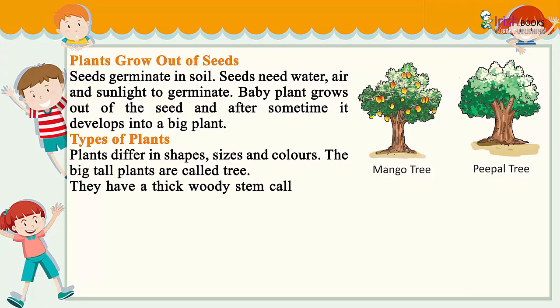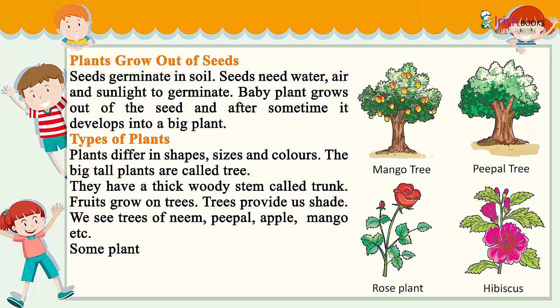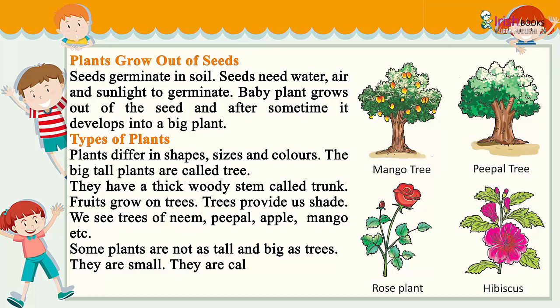Types of plants. Plants differ in shapes, sizes, and colors. The big tall plants are called trees. They have a thick, woody stem called trunk. Fruits grow on trees. Trees provide us shade. We see trees of neem, peepal, apple, mango, etc. Mango tree, peepal tree.